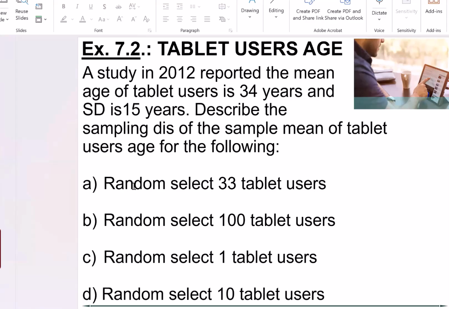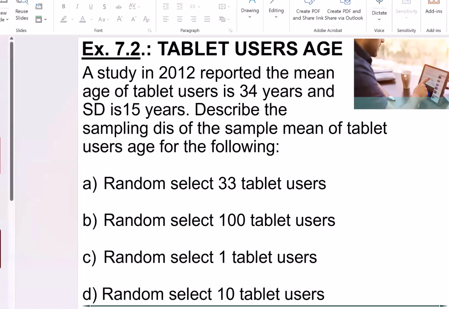First, randomly select 33 tablet users. Basically, you go ahead and survey 33 tablet users and ask their age, and then you calculate the sample mean, the mean age of your sample data. The question asks how the sample mean is distributed. This is the type of question where you first identify how the central limit theorem applies here. Remember, we are considering 33 tablet users.